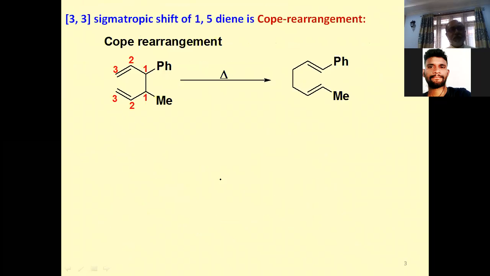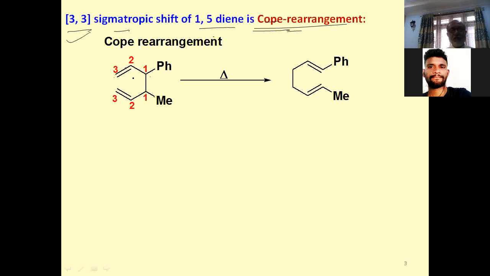So now here there are some reactions which go by name also. This is called Cope rearrangement. This is a 3-3 sigmatropic rearrangement, a sigmatropic shift of a 1,5 diene. If I take this diene, 1, 2, 3, 4, 5, this is a 1,5 diene. The 3-3 sigmatropic shift in a 1,5 diene is known as Cope rearrangement.